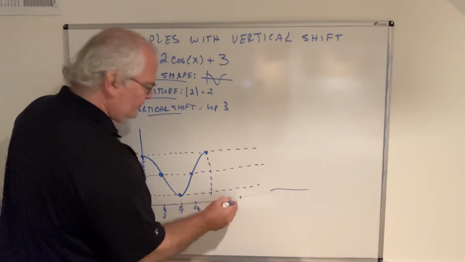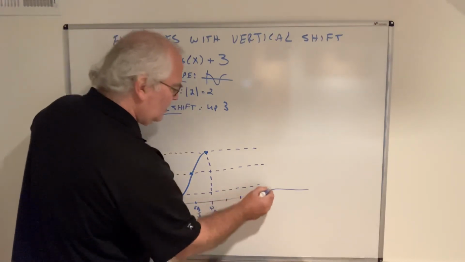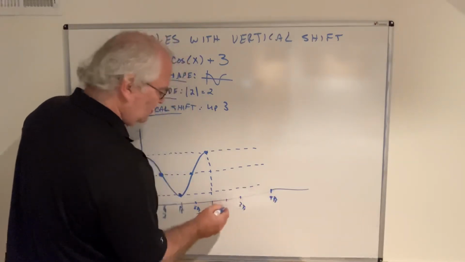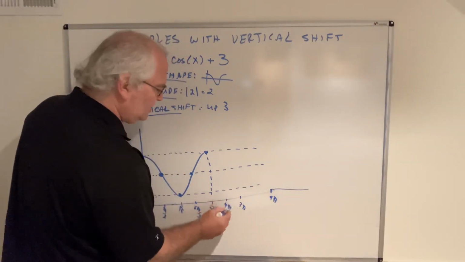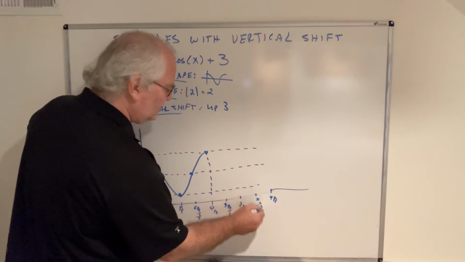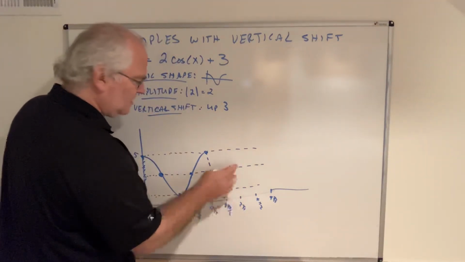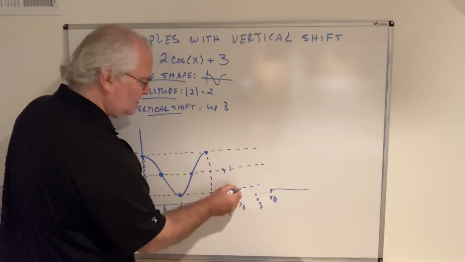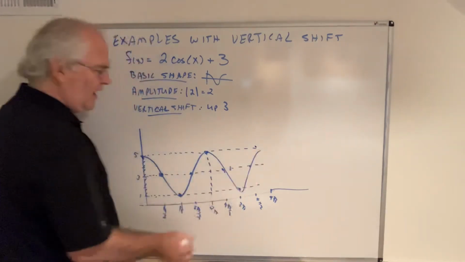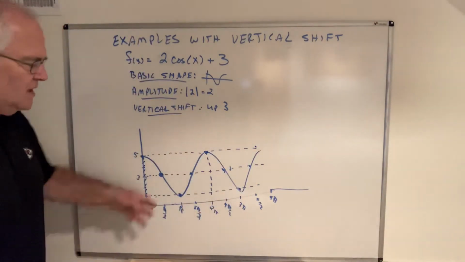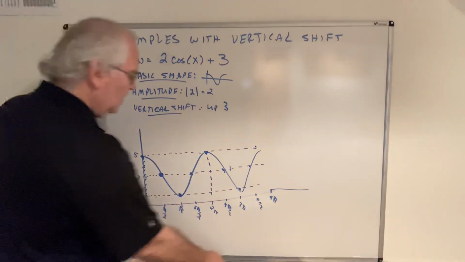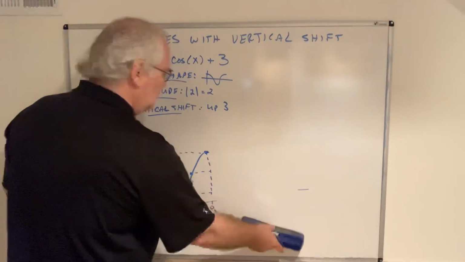This is 3 pi. This is 4 pi. My picture's terrible. This is 5 pi over 2, 7 pi over 2. 1, 3, 5, 7. And then you would just repeat the cycle here. If for some reason you needed 2 periods, just repeat the cycle. The only thing I will ask of you is 1 period.